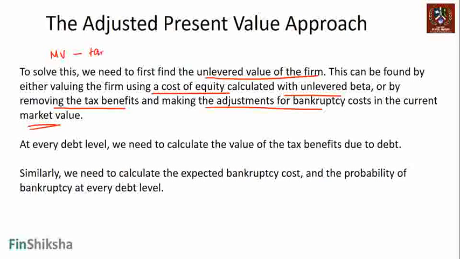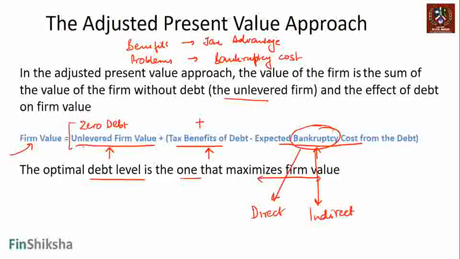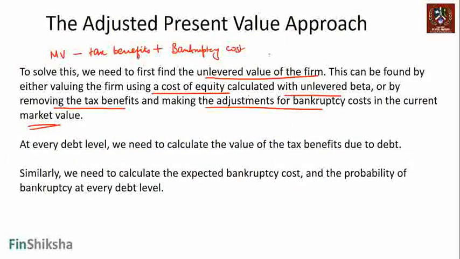So we remove the tax benefits, and we add the bankruptcy costs. That's nothing but changing this earlier equation. To get to this, we take the firm value from the market, and we take tax benefits minus expected bankruptcy cost to the other side of the equation. And so we get this equation where we get the current enterprise value, and from there we remove the tax benefits and bankruptcy cost.